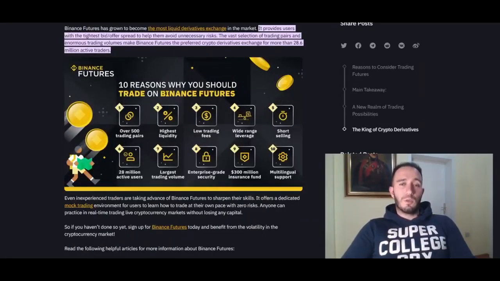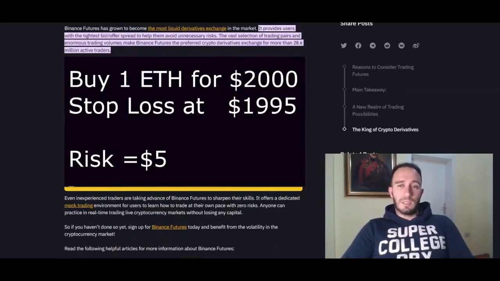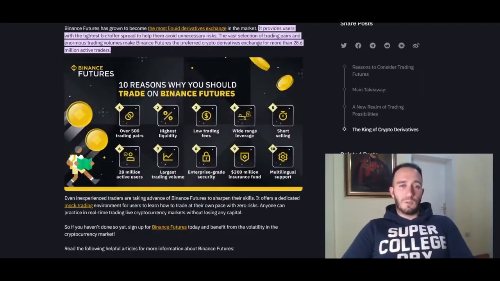But you can also protect yourself. You can put a stop order at $1,995, and if the price goes down to $1,995, the platform will close your position and you will lose just $5. That is your risk for this trade. You can use from 20 to 100 times leverage depending on your experience.